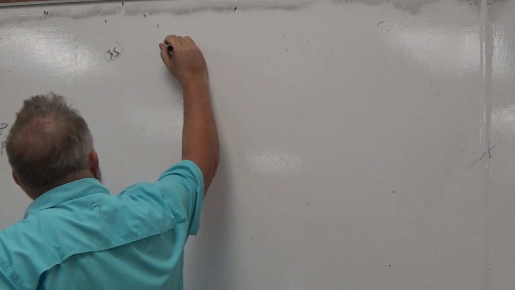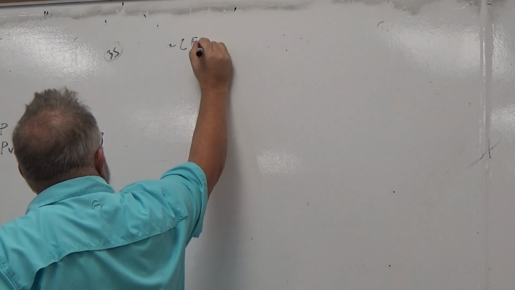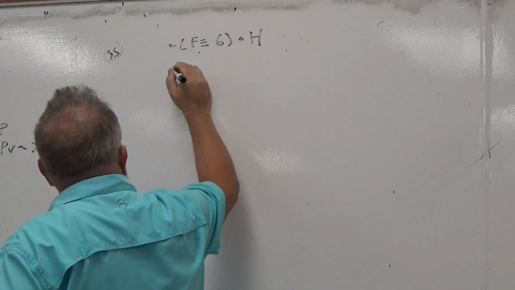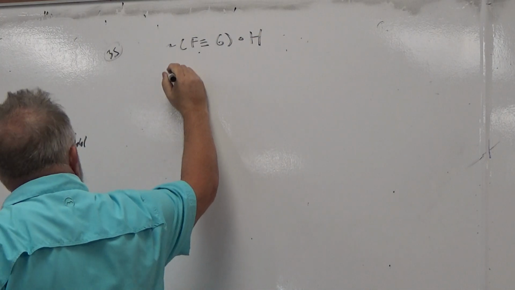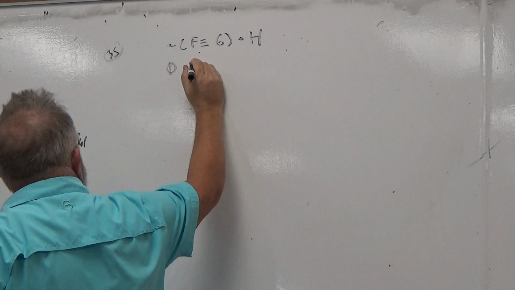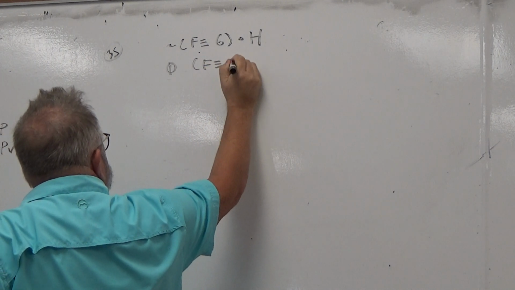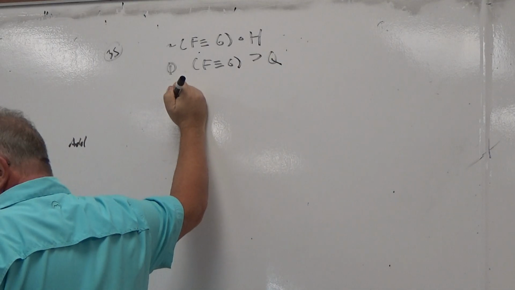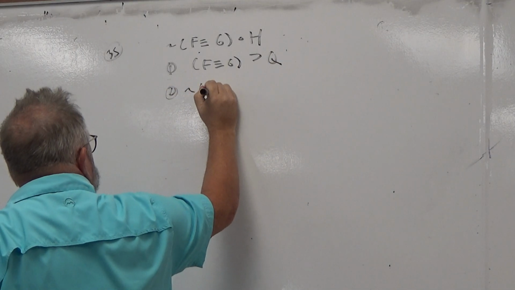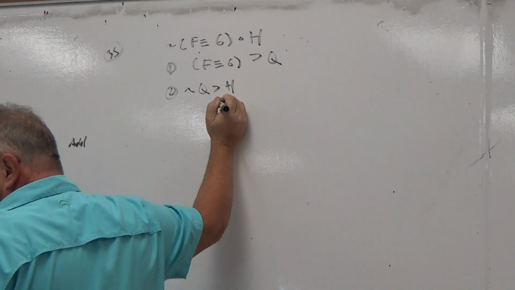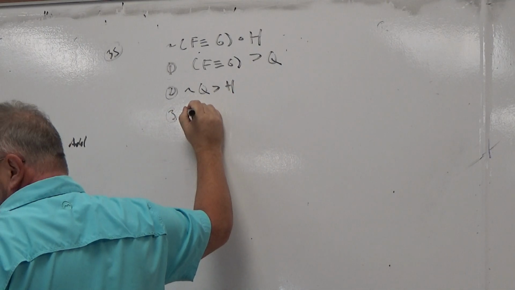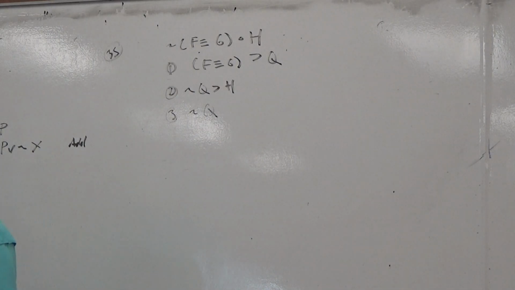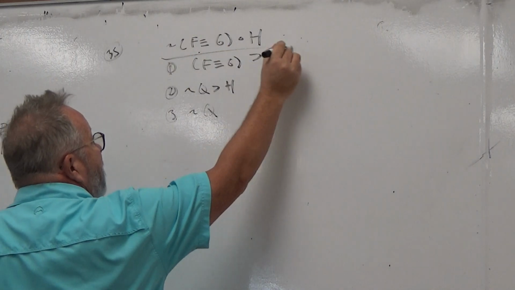Okay. We have to prove not F if and only if G and H. Premise 1 is F if and only if G then Q. Premise 2 is not Q then H, and 3 is not Q. So I've got to prove this thing up here.